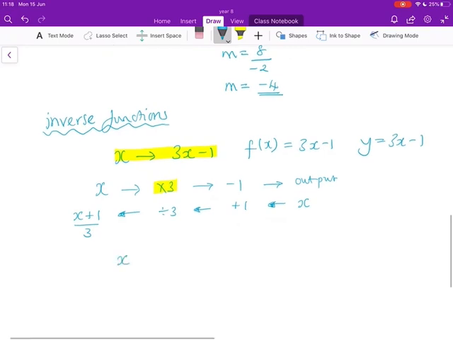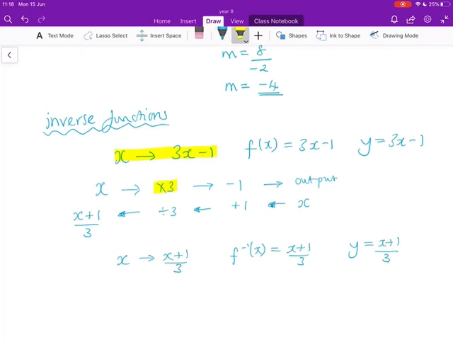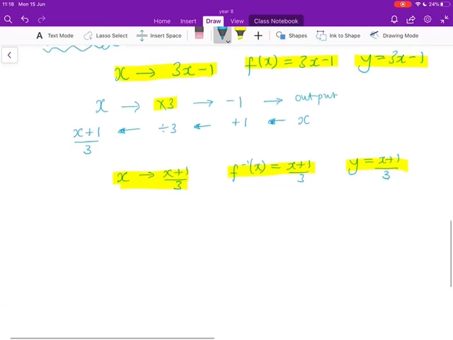So the inverse function will be written like this. So x maps to x plus 1 over 3, or it's written like this, or it's written like this. Okay, so if your function is this, this would be your inverse. If your function's written like that, that would be your inverse. If your function is written like that first one, that would be your inverse function.